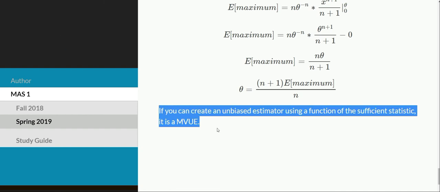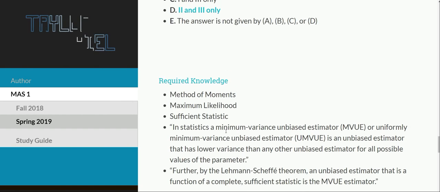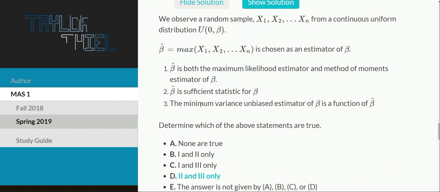This is just me copying the bullet point from above. So with all that said, to reiterate, the minimum variance unbiased estimator of beta is a function of beta hat, which it is. Since we know that 1 is false and 2 and 3 are both true, we know that the solution is D.